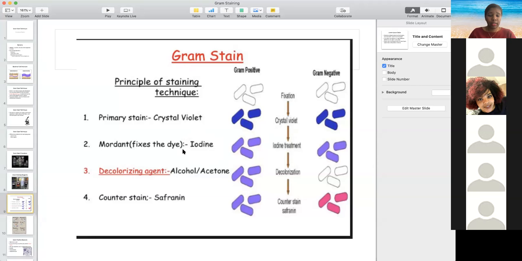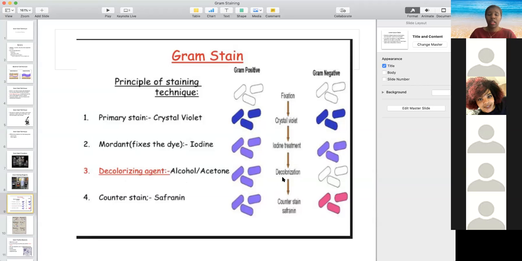This iodine, as I mentioned before, functions as a mordant, and it helps to fix that dye into the cells. So you're going to add your iodine. Next, we're going to use some alcohol. After we rinse off our iodine, we're going to add a few drops of alcohol to the slide. This is our decolorizing agent.